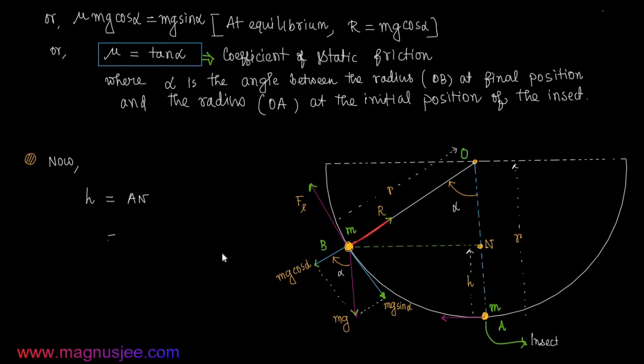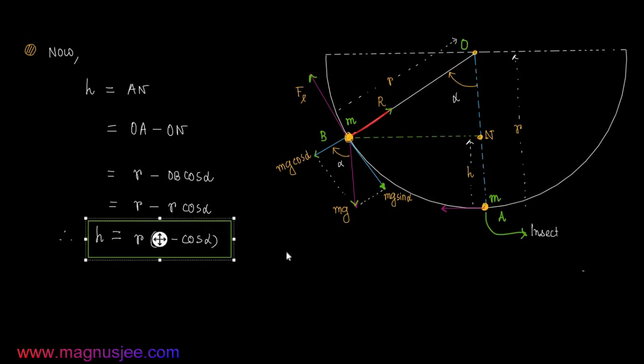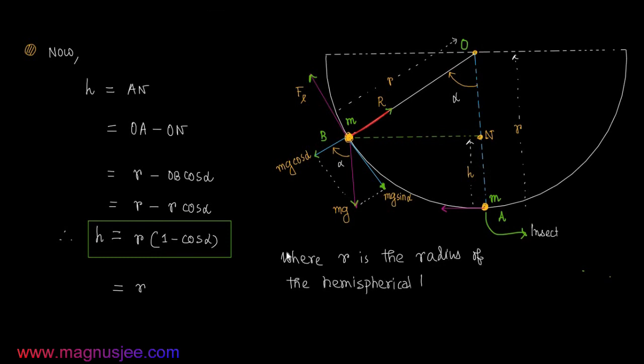Now, the height raised by the insect is h, which is equal to OA minus ON, equal to r minus OB cos alpha, which is equal to r minus r cos alpha. Taking r common, h is equal to r times (1 minus cos alpha), which is the height raised by the insect along the hemispherical surface, where r is the radius of the hemispherical bowl.